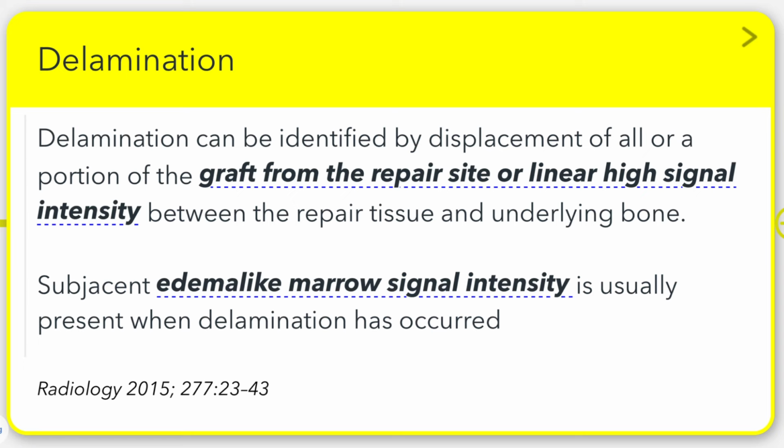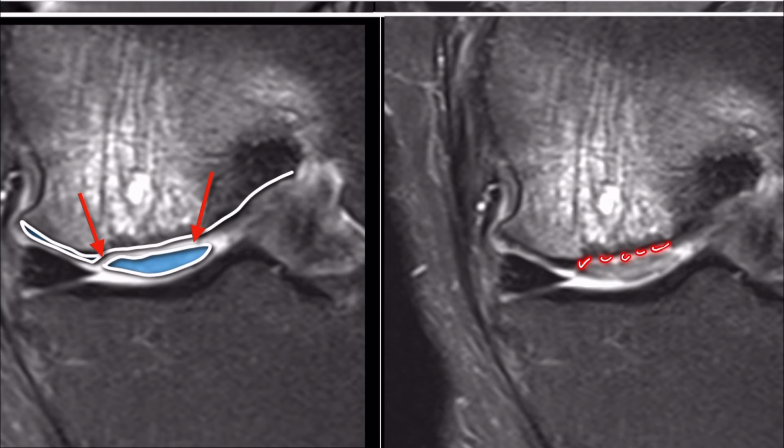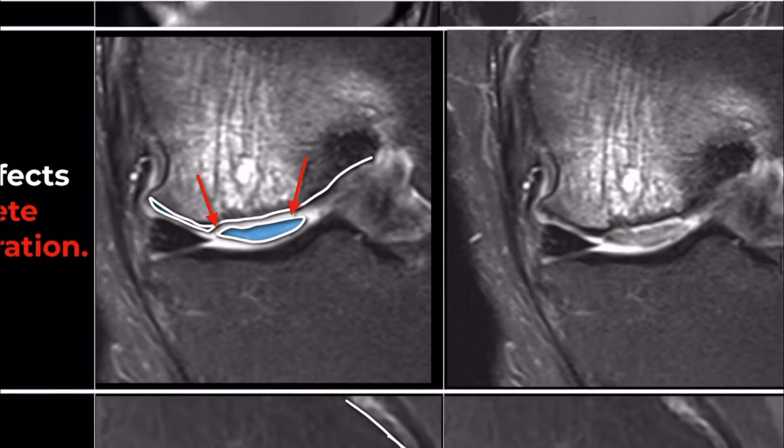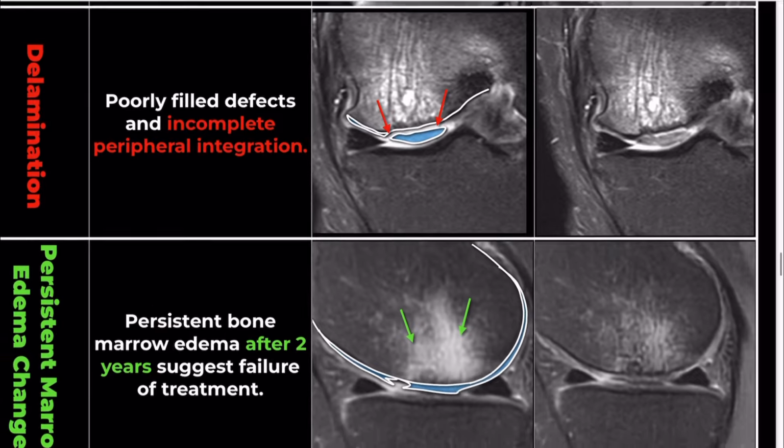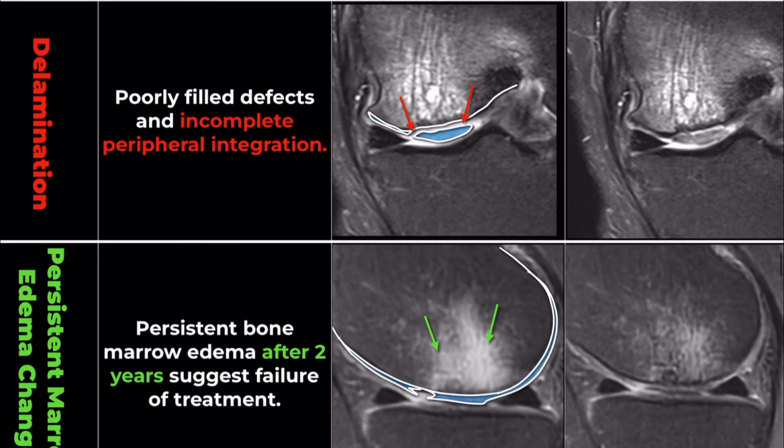The displacement of all or part of the graft from the repair site, or a linear high signal intensity between the repair tissue and the underlying bone, identifies delamination. When delamination occurs, subjacent edema-like marrow signal intensity is usually present.